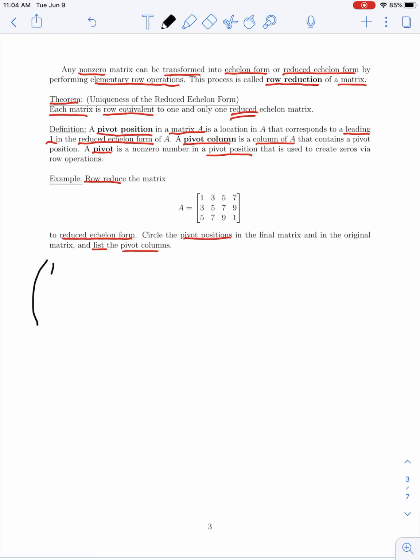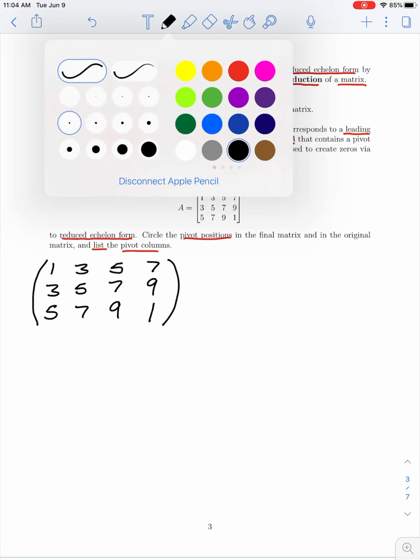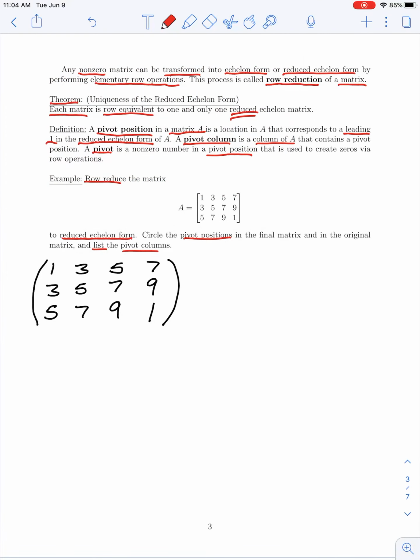Our first row here was 1, 3, 5, 7. Second row was 3, 5, 7, 9. Third row was 5, 7, 9, 1. So we want to try to force this matrix to be in reduced echelon form. And usually the way that we proceed is moving column by column. In our first row, this leading position was 1. And we're going to use that coefficient of 1 to kill off the constants 3 and 5 below it.